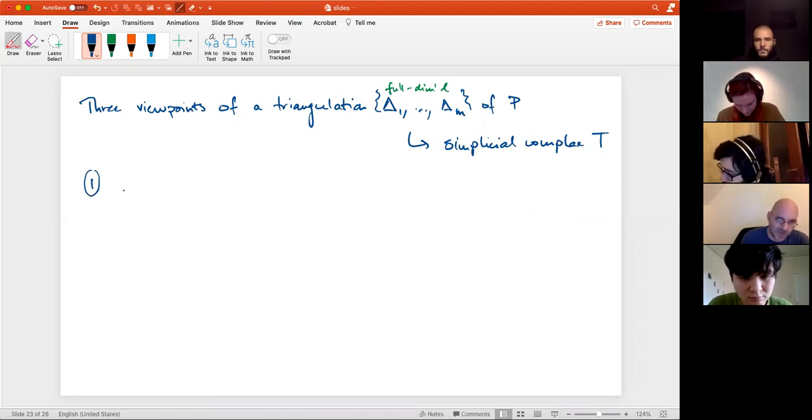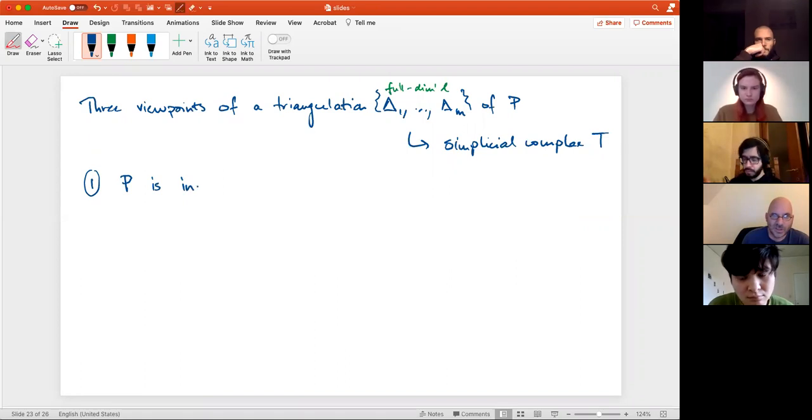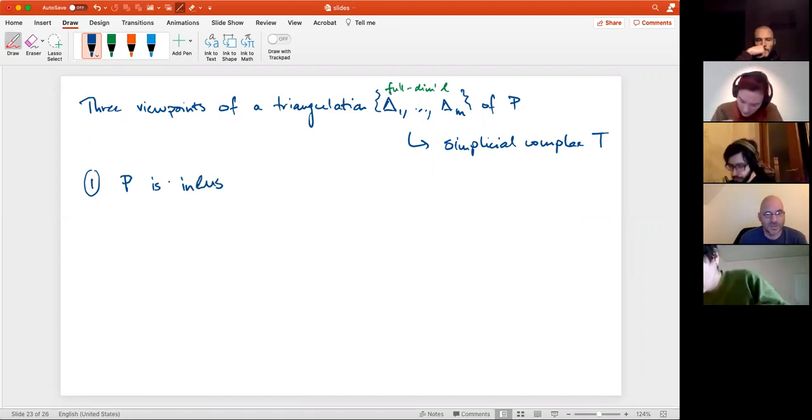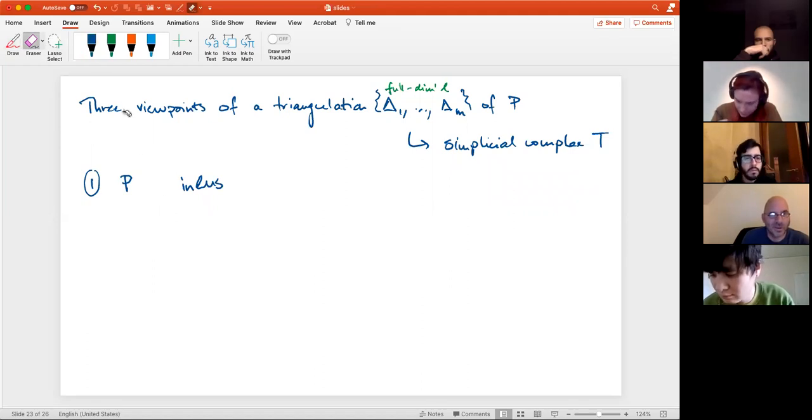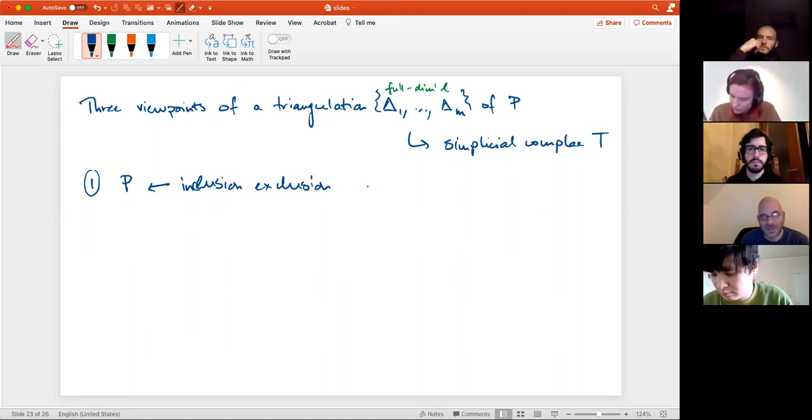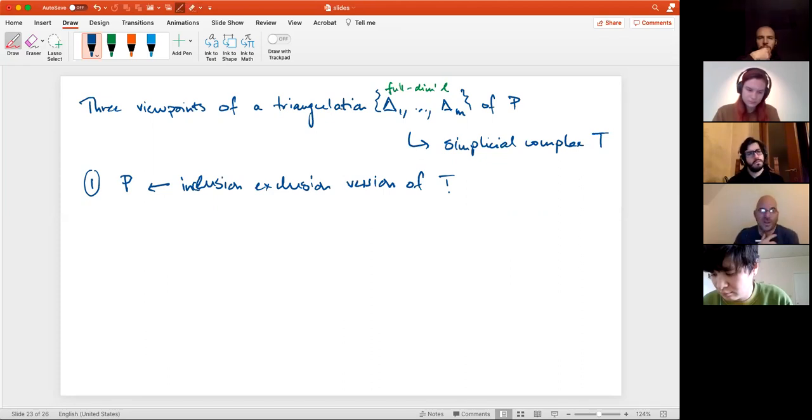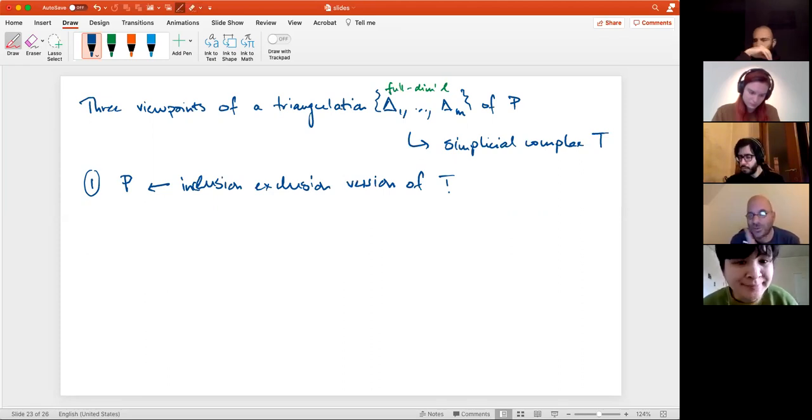So number one, I'm going to write P as an inclusion-exclusion version of T. I shouldn't even say is, not even saying what it is. This becomes important when I want to count. In terms of a triangulation, you can say P is the union of delta 1 to delta m. Great.